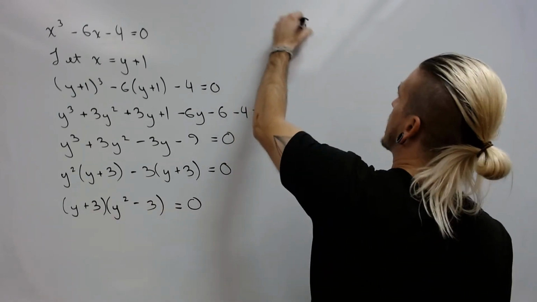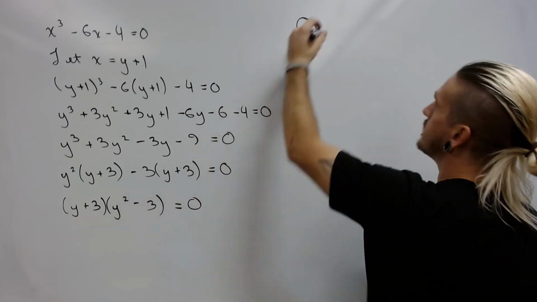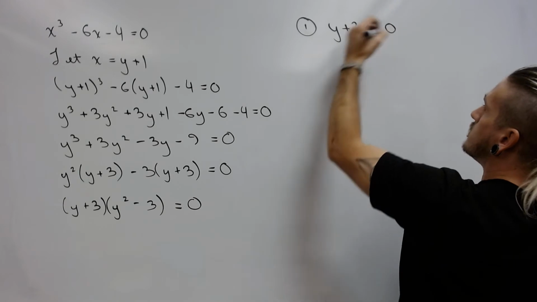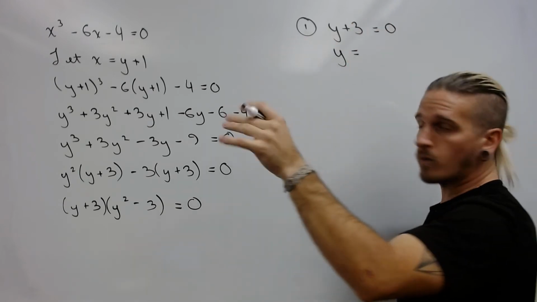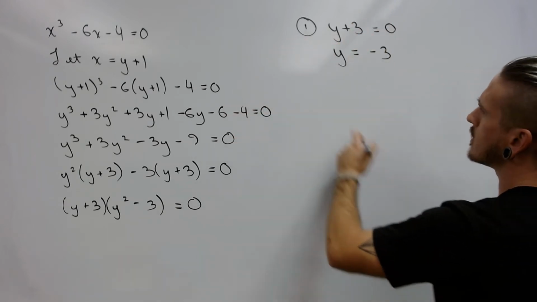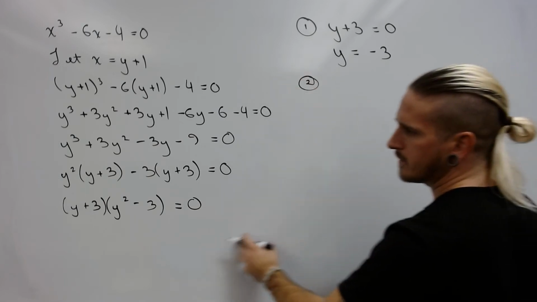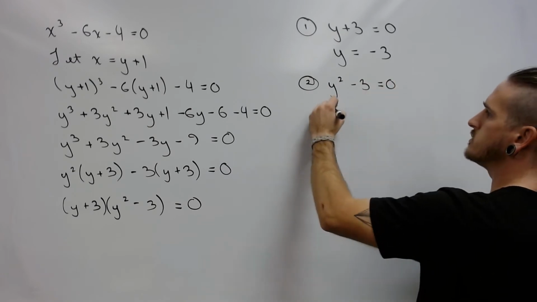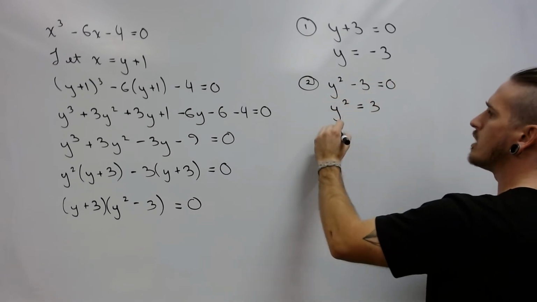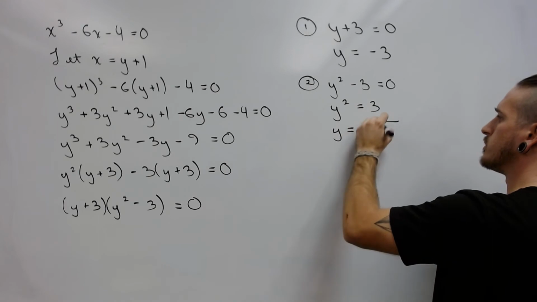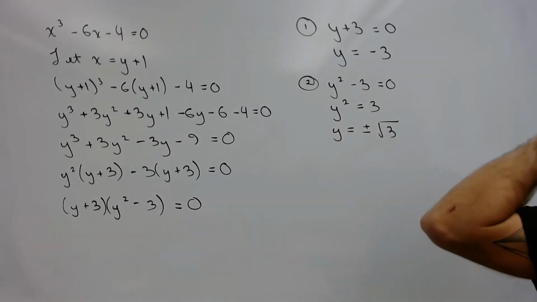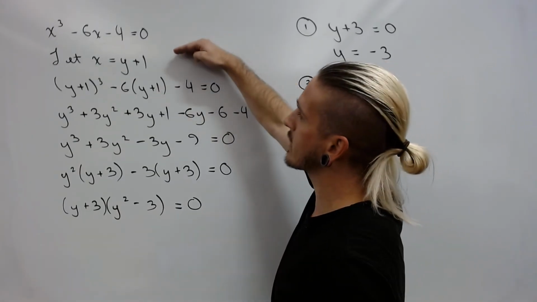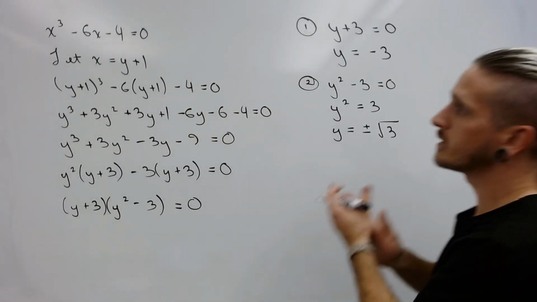So the first factor here, we have y plus 3, and that equals 0, which means our first solution for y is negative 3. Then we take our second factor, which is y squared minus 3, set that equal to 0, which gives us y squared equals 3, or y equals plus or minus root 3. Good. So we have these 3 solutions for this cubic, but we have to go back and do our substitution to get the solutions for the original cubic.